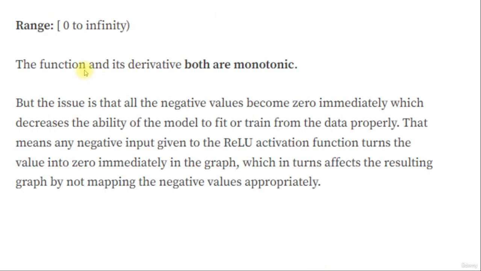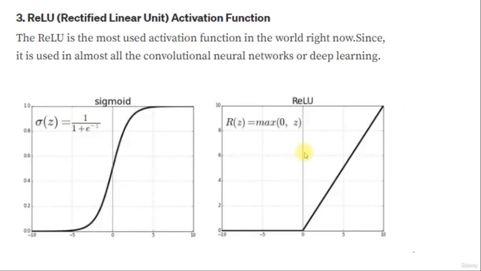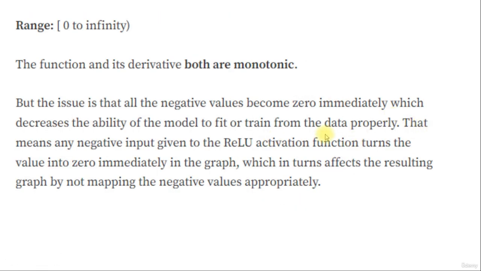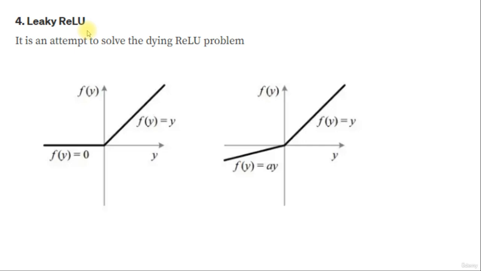The function and its derivative both are monotonic, but the issue is that all negative values become 0 immediately, which decreases the ability of the model to fit or train from the data properly. If you see very carefully, on the left hand side, once you go below 0, everything becomes 0 in ReLU. So that is the problem. Any negative input given to the ReLU activation function turns the value into 0 immediately in the graph, which in turn affects the resulting graph, since it does not map the negative values appropriately. So to solve this, we have a leaky ReLU.